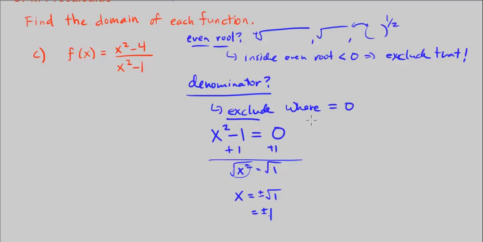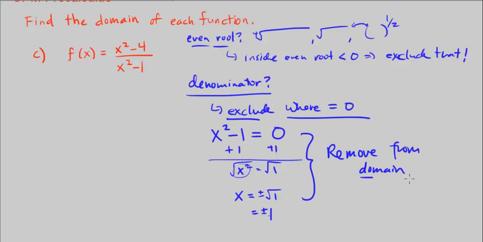So again, we want to exclude where this is true. Remove this from our domain. Okay, so we always start with the domain being negative infinity to positive infinity, including everything, and let's just remove x equals 1. So if we were to look at the number line, we just want to exclude plus and minus 1, so negative 1 and 1. We want everything else but this in our domain.